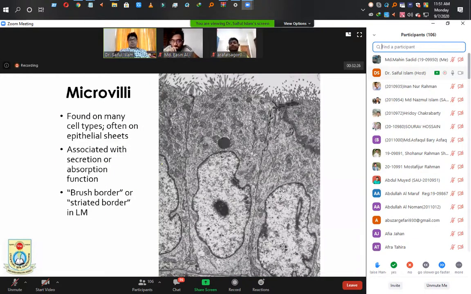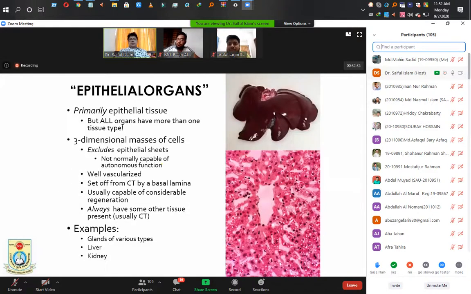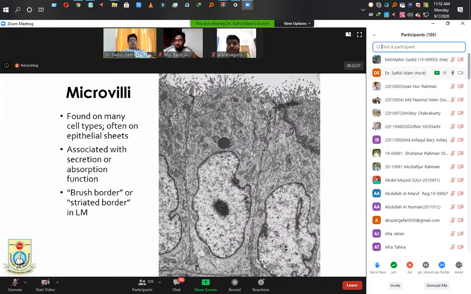Another thing is the microvilli. It is also a hair-like structure, but comparatively smaller. The function of microvilli is different. It is not related to movement. They just increase the surface area, and if they increase the surface area, then the epithelial cell can absorb more things inside the cell.